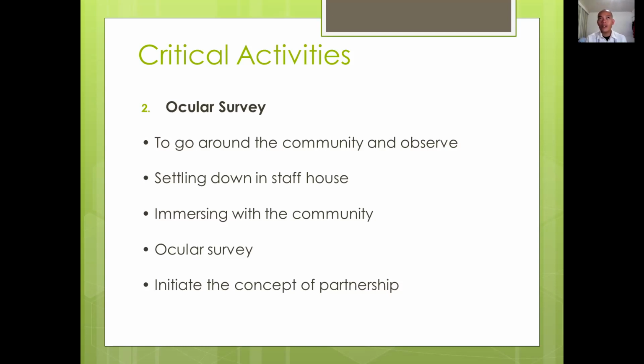Yung mga barangay hall, daycare, unfinished clinics. Okay, so yan yung mga doon kayo magsisettle down, ayusin niyo yung mga gamit nyo, arrange kung saan kayo matutulog, separate ang boys sa girls, saan matutulog yung clinical instructor, saan tayo magluluto. Okay, so settling down in your staff house.